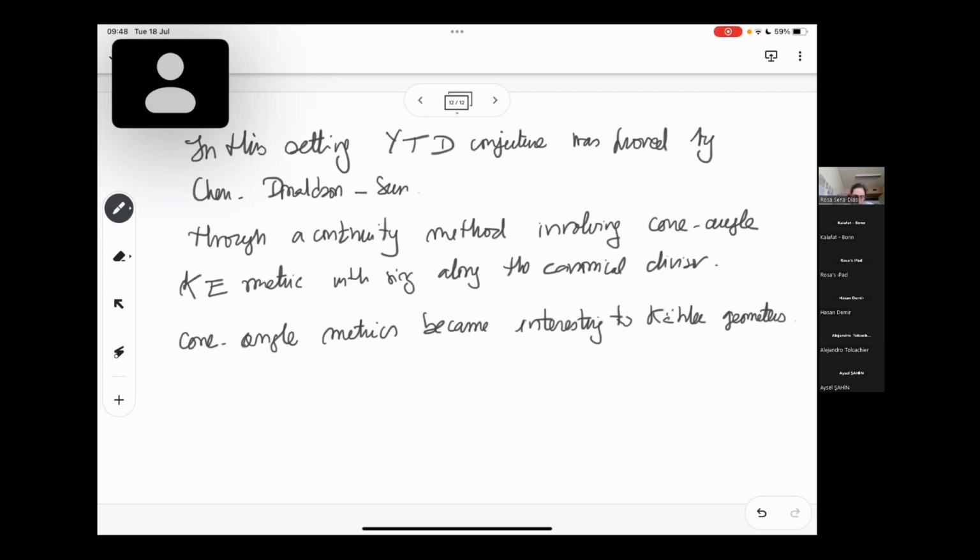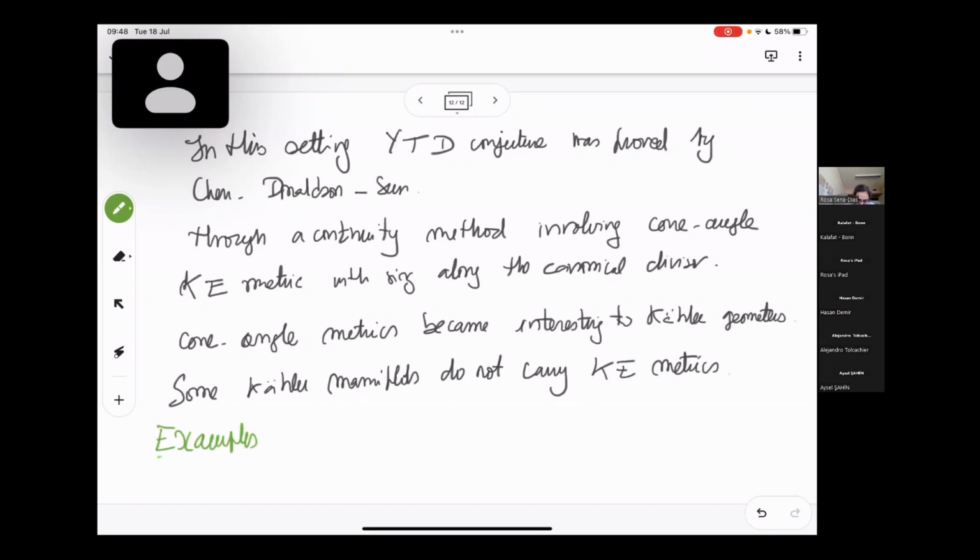Okay, so the upshot is that some Kähler manifolds do not carry a Kähler-Einstein metric. I mean, we knew that before the conjecture. But it would be unfair not to speak about this. Okay, so what are the examples? One was precisely what Mustafa was talking about. This, which is just the first Hirzebruch surface, does not carry a Kähler-Einstein metric. And this is another famous example, which does not carry an Einstein metric.